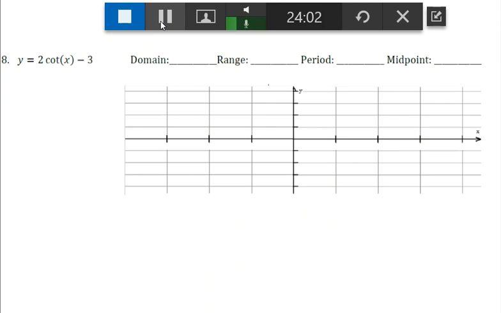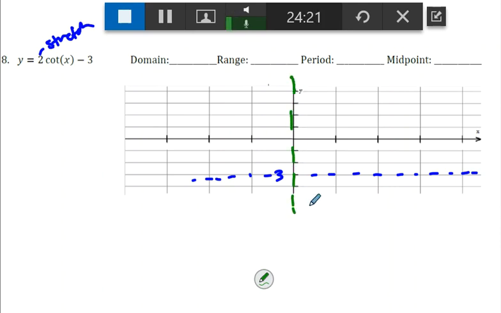For the -3, did you move your midline down to -3? So that's the middle of your graph, right? And then the 2 is going to be a vertical stretch. So that doesn't change your first asymptote. So your first asymptote is still here, right? And where's your second asymptote? Where's the next asymptote, guys? At pi? Next asymptote's at pi. And your midpoint shifted down 3.